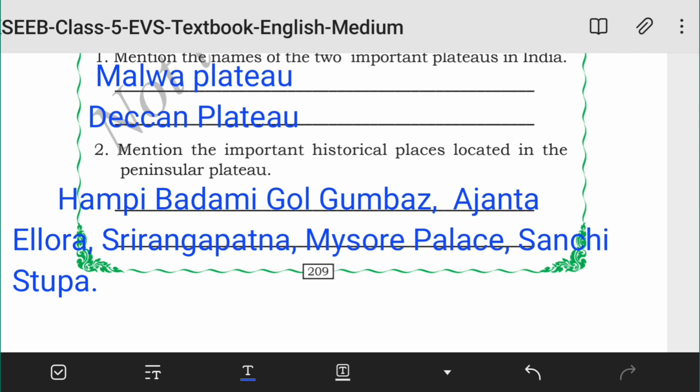Mention the important historical places located in the Peninsula Plateau. Hampi, Badami, Gol Gumbaz, Ajanta Ellora, Srirangapatana, Mysore Palace, Sanchi Stupa.